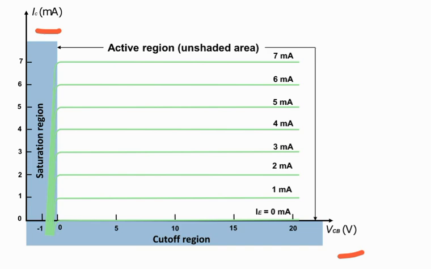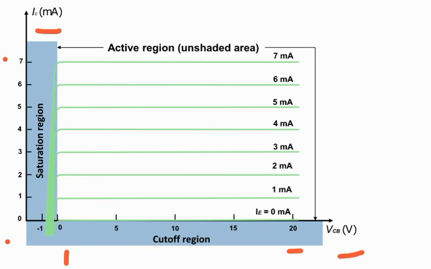As you can see, on the y-axis the current ranges from 0 milliampere up to 7 milliampere, and on the x-axis the voltage ranges from 0 volts up to 20 volts.